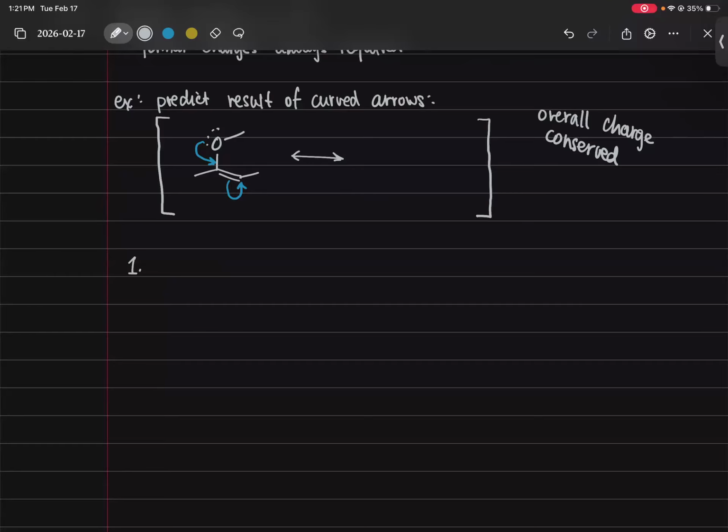The first thing I recommend that you do is draw all the atoms and all the sigma bonds. Because in resonance structures, we can't make or break sigma bonds. That means all the sigma bonds have to stay the same and all the atoms have to be in the same order, the same connectivity. So I'll just draw atoms and sigma bonds like that.